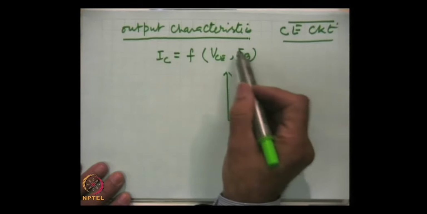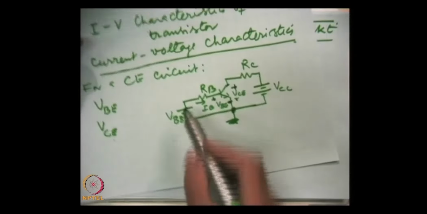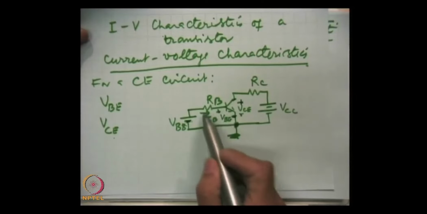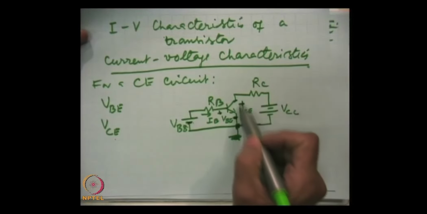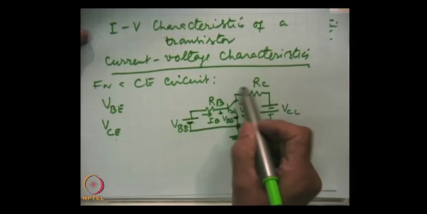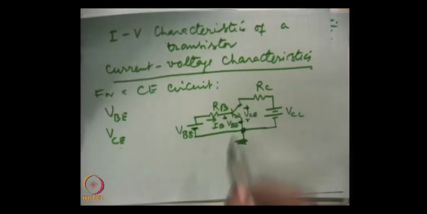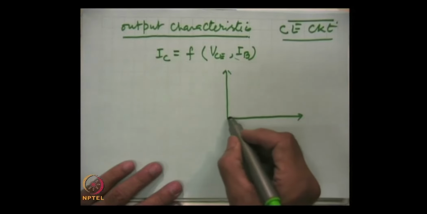We change IB here, for different values of IB. We measure, first we keep this voltage constant and we measure the collector current by putting an ammeter here, and then we keep on changing that voltage and we get a set of characteristics like this.